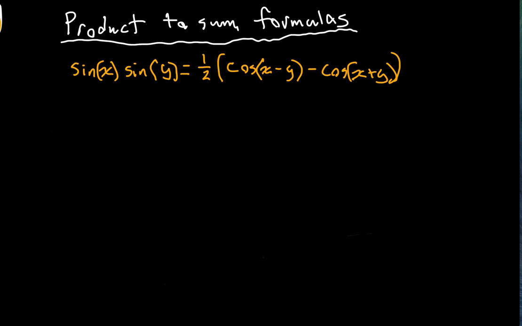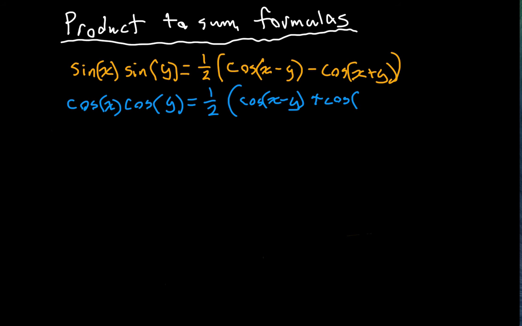All right, here comes the next one. Let's use blue actually. We have that the cosine of x times the cosine of y is equal to 1/2 times the cosine of x minus y plus the cosine of x plus y.